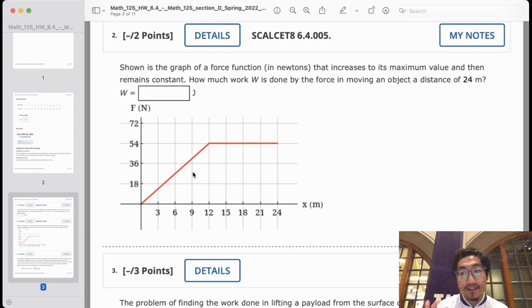Number 2, there's no function, so you have to read a graph. The distance is 24 meters. You have the graph from 0 to 24, and the question asks for the work from 0 to 24. So we need to add everything under the graph: the area under the curve is your work. When there's no function presented, just a graph, you take everything under the curve.